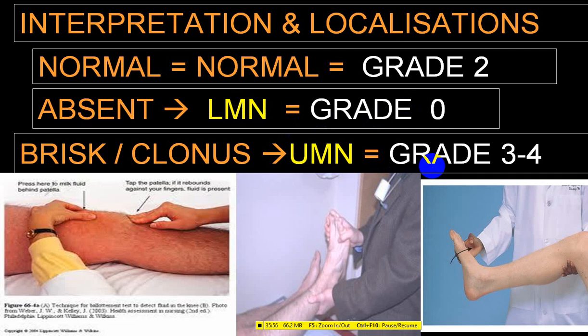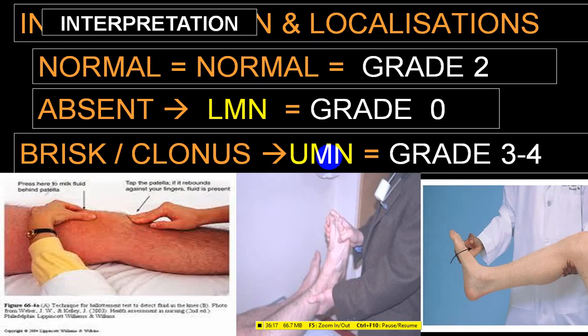So if it is brisk and clonus is elicitable, it is 4 and 5. If clonus is sustained, 5. Non-sustained, 4. Only brisk reflexes, 3. So that indicates upper motor neuron palsy. Very, very simple. Now I'll explain the other way around.